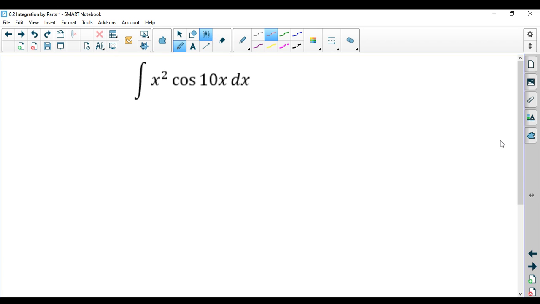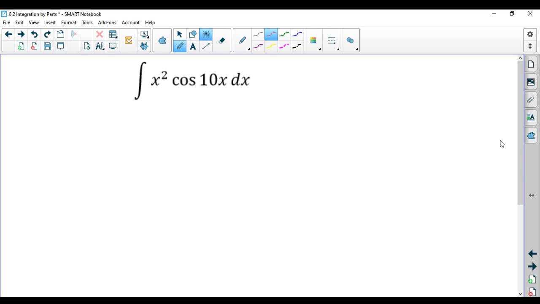All right, let's look at this one. It's the integral of x squared cosine of 10x dx. One thing you should realize is integration by parts is not the first thing you should look for because it's complicated. So make sure there's no other way to do this. And I don't think there is.